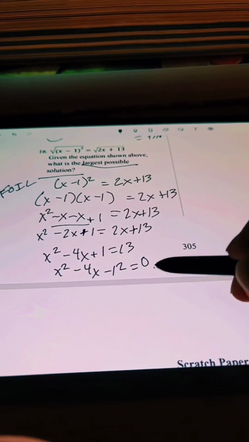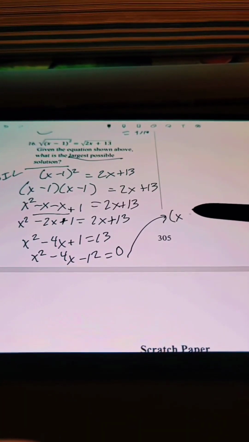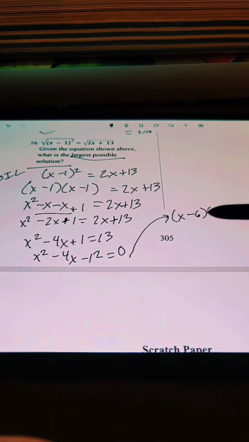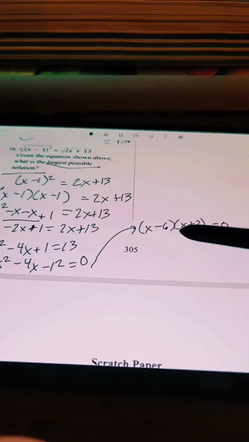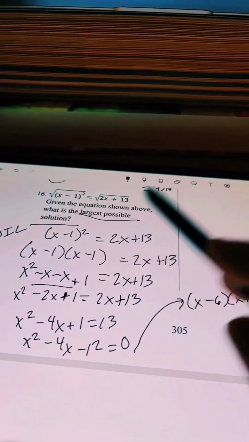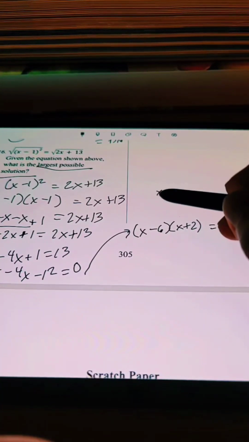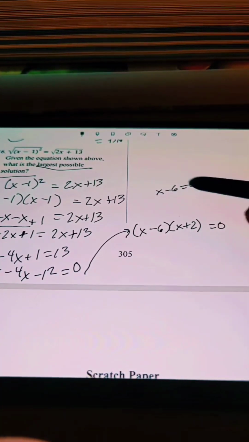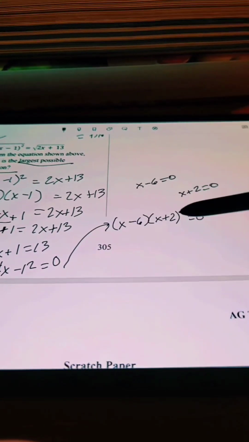Now I can factor this. So this can become x minus 6, and then x plus 2 is equal to 0. And then I could say, okay, remember, I'm trying to find the largest possible solution, so I'm setting each of these equal to 0. I'm going to do it on paper just so people can see. So x minus 6 and then x plus 2, each of those are set equal to 0.